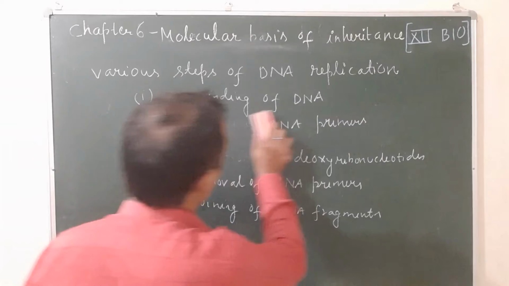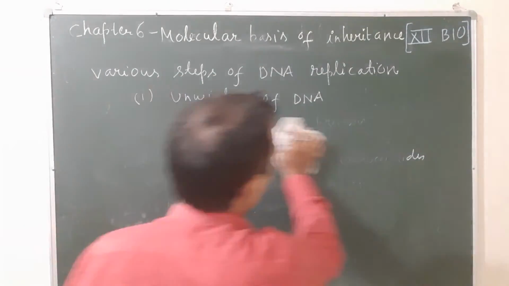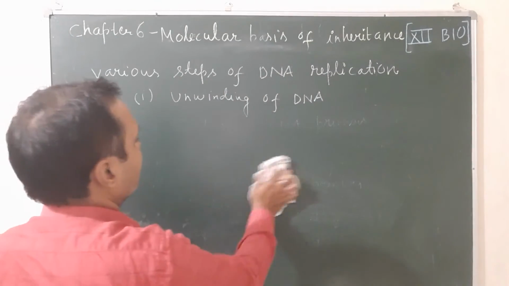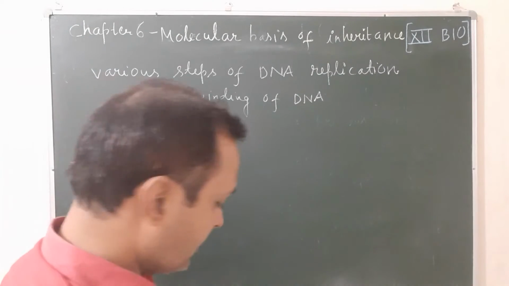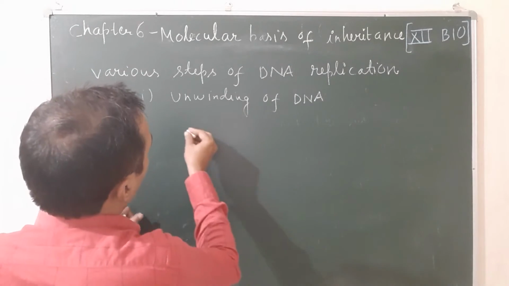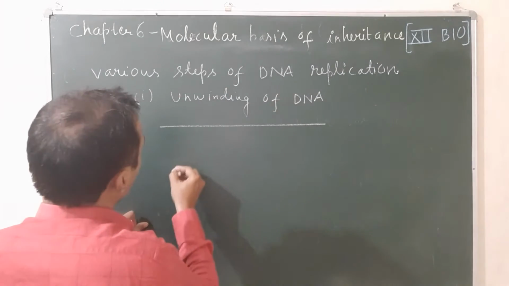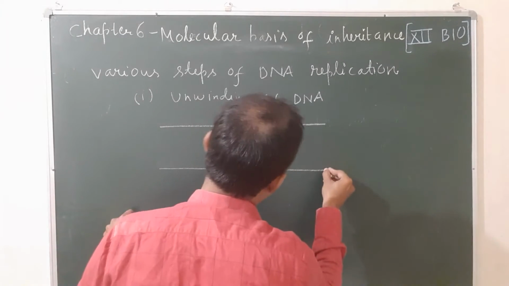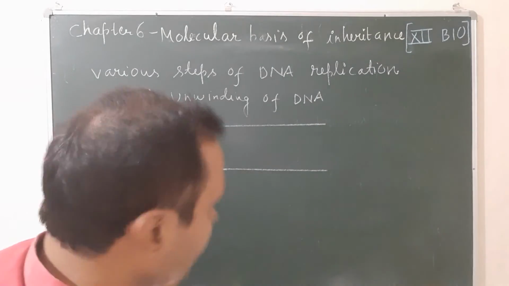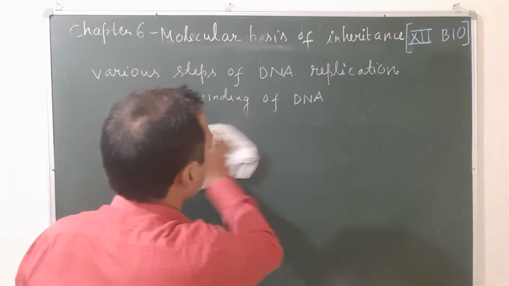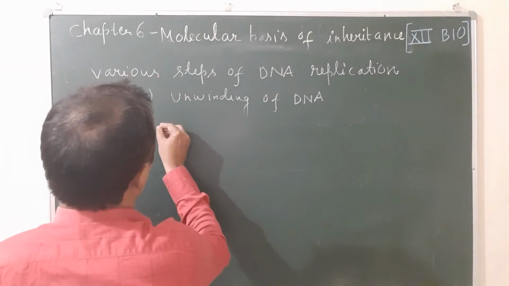The first one is unwinding of DNA. Step 1 is unwinding of DNA. You know DNA is double stranded. It is anti-parallel to each other. When we see the polarity of the DNA, suppose that this is the double stranded DNA having anti-parallel condition. There are 2 strands of DNA. One has 3' to 5' polarity, the other has 5' to 3' polarity.